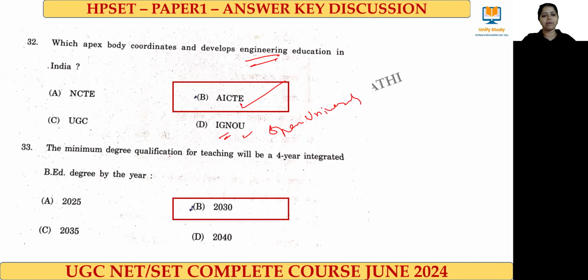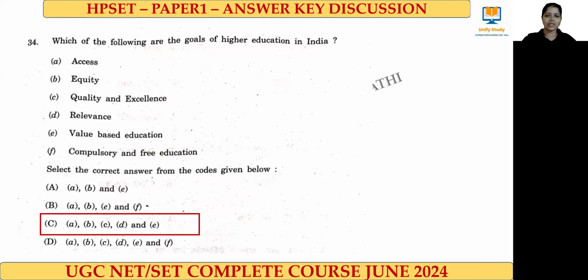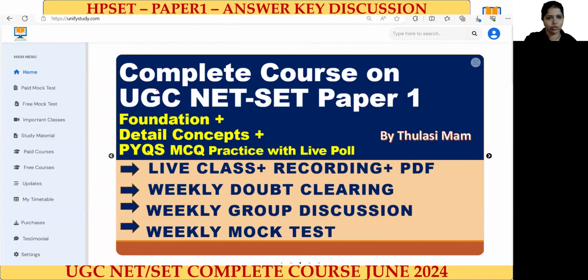There is a minimum degree qualification, and a question from NEP: a four-year integrated BEd degree by the year 2030 will be the minimum degree qualification for teaching. Next one, a question from higher education. The right answer is access, equity, quality, excellence, relevance, and value-based education. These are said to be the goals of higher education.